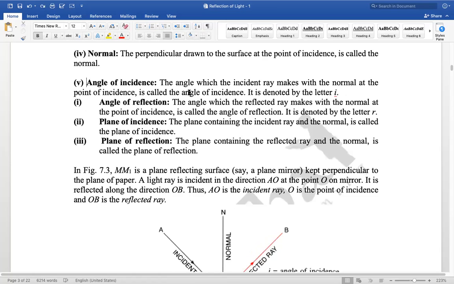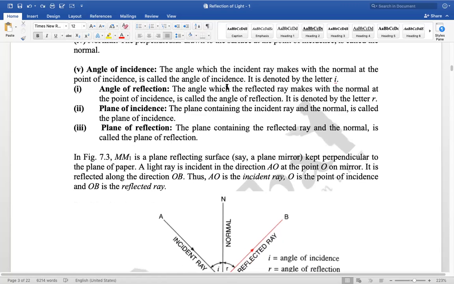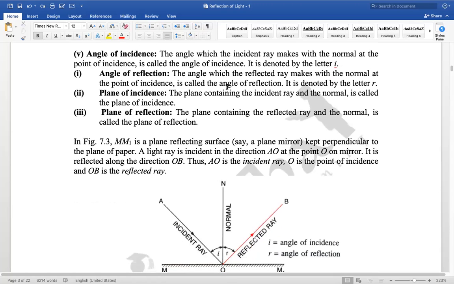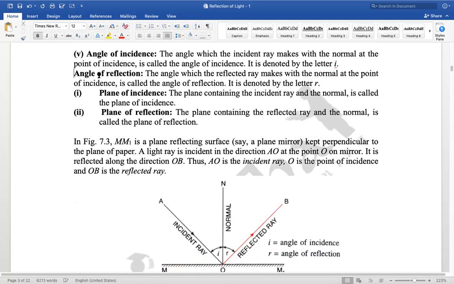एंगल ऑफ इंसिडेंस क्या है? The angle with which the incident ray makes with the normal at the point of incidence is called the angle of incidence. It is denoted by letter i. फिर है हमारा angle of reflection.